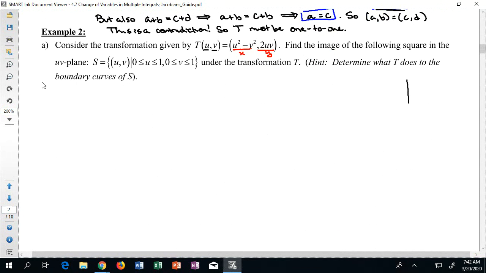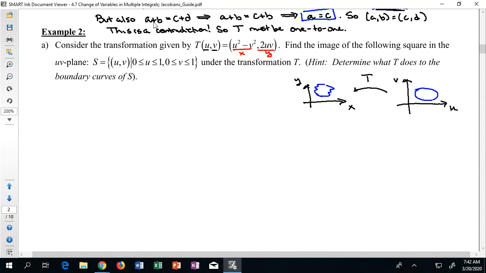So this transformation is taking a region in the UV plane and it is transforming it into something in the XY plane. This is the goal. Take something over here and transform it into something over here. So we want to see how this actually works and what these kind of different blue regions might look like.